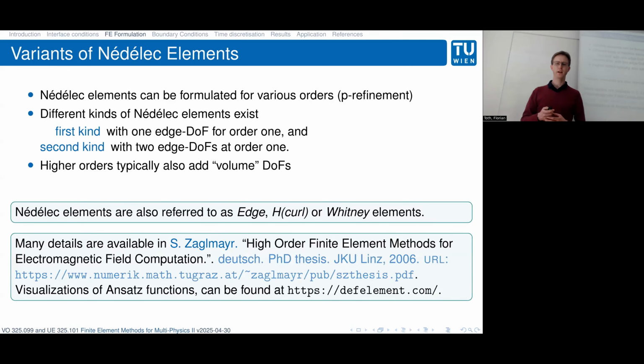You can find a lot of details regarding especially higher order finite elements for the eddy current problem in the PhD thesis of Sabine Zaglmayr. And if you're interested in visualization of the ansatz functions, there's a web page for it.